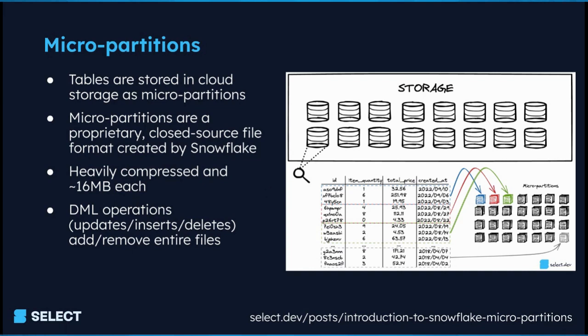That is the reason why you don't want to do single-row updates very frequently: micro-partitions are immutable. Each time you do one of these DML operations, it has to add or remove the entire file. So if you're updating one record, you're actually updating 100,000 records each time you run that, right? That's why it gets really slow.